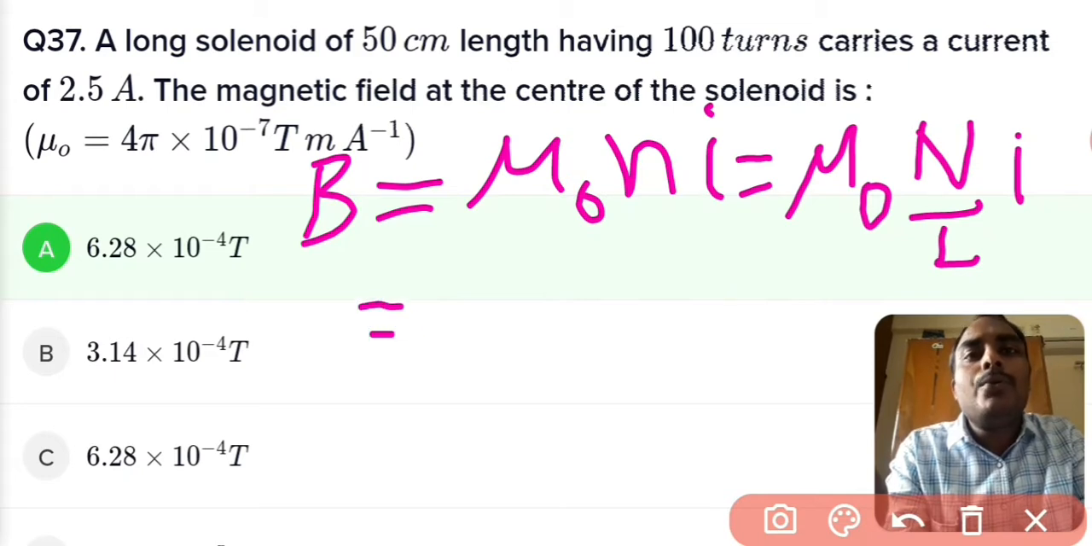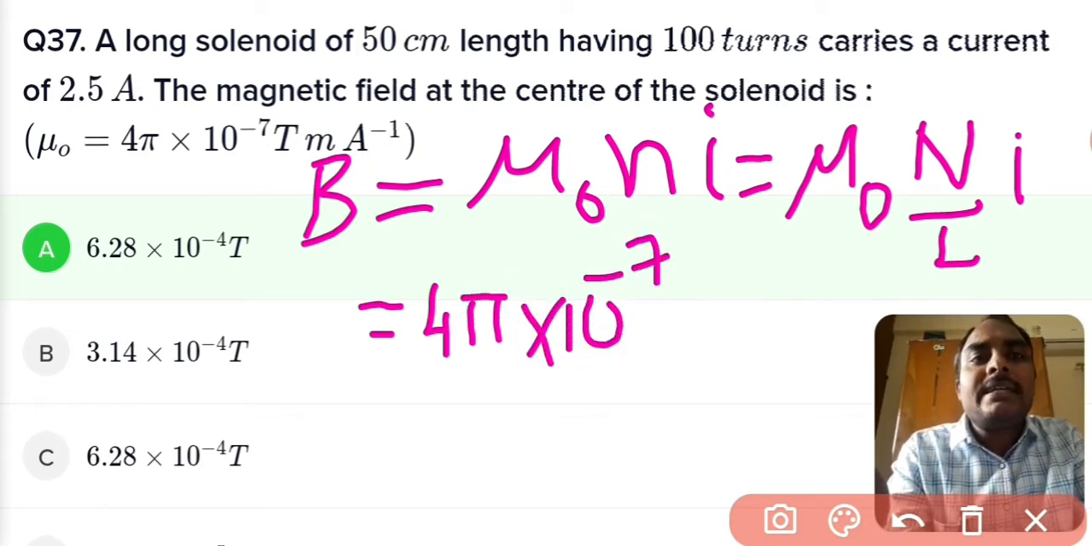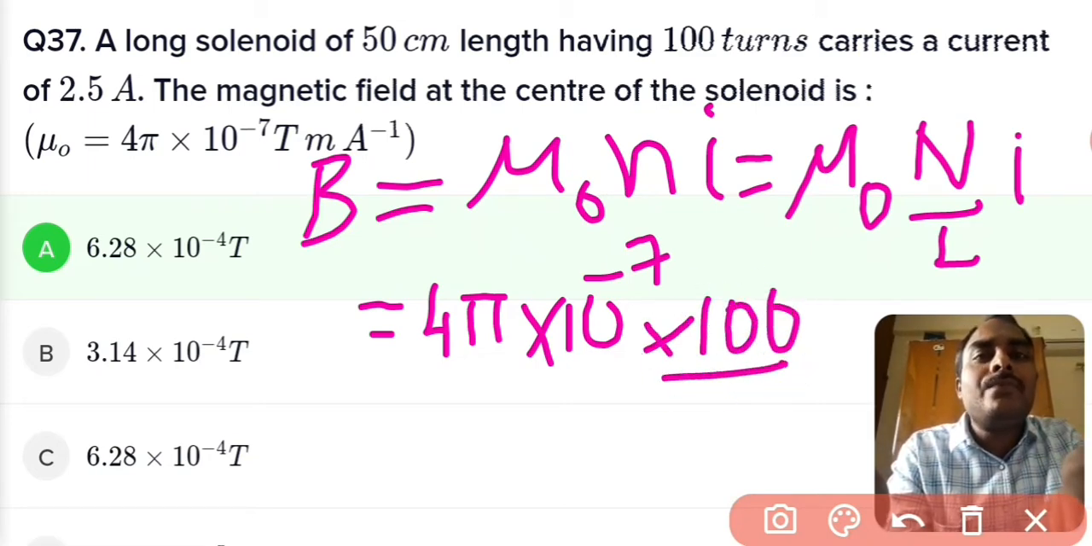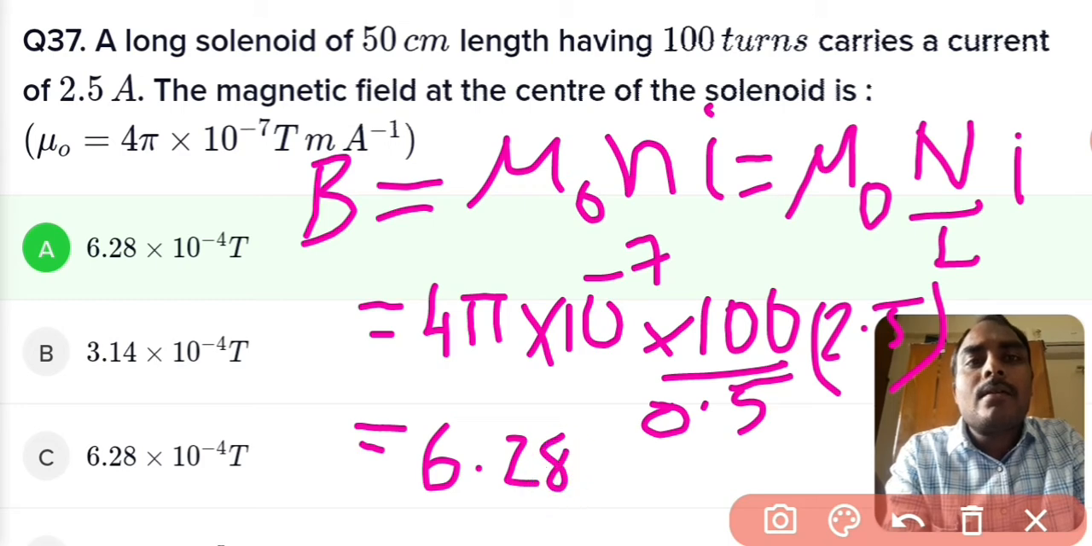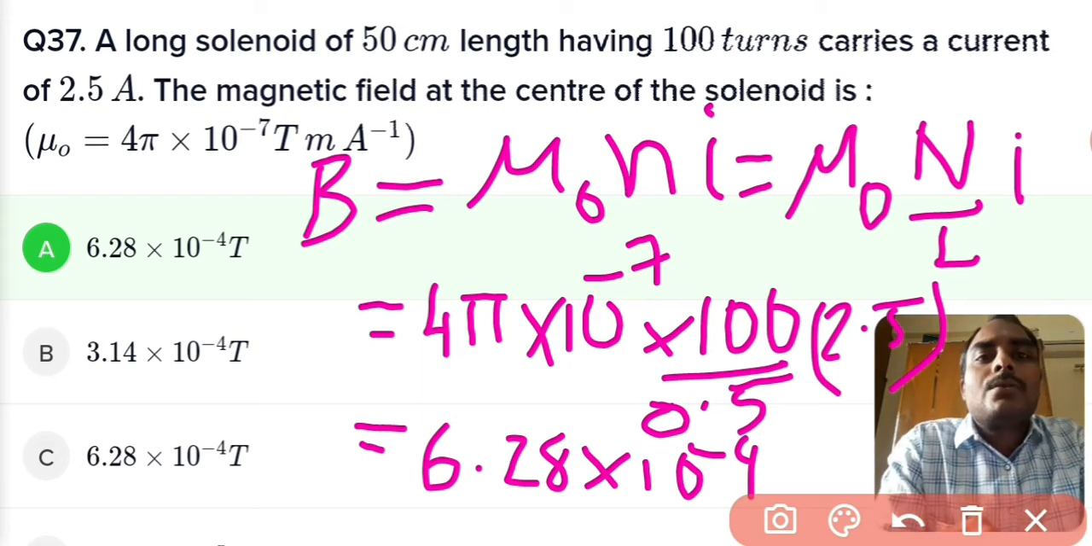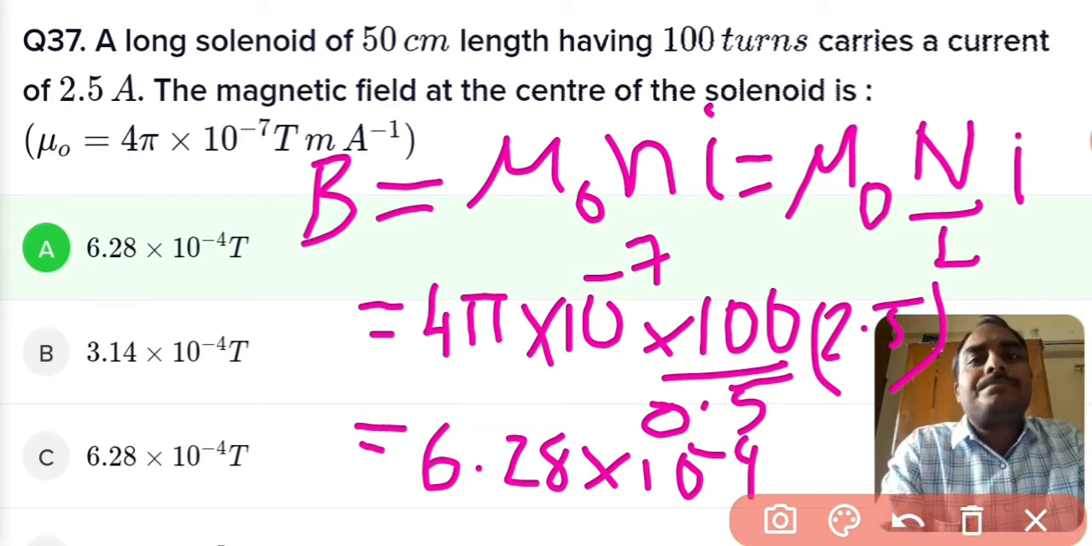Then B equal to mu naught, value 4 pi into 10 power minus 7, and n value, number of turns is given 100, divided by length is given 50 centimeter. 50 centimeter can be written 0.5 meter, into I is given 2.5 ampere. Then if we simplify this, it is coming 6.28 into 10 power minus 4 Tesla. So option A is the correct option.